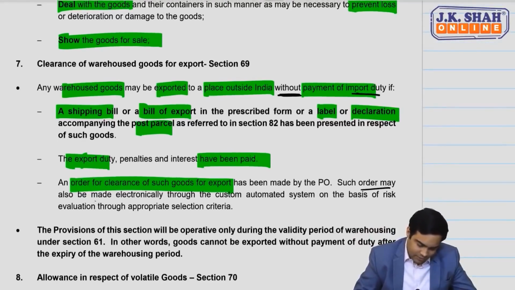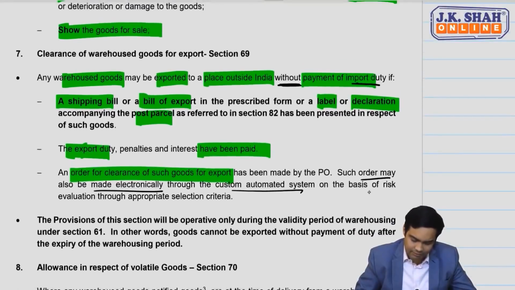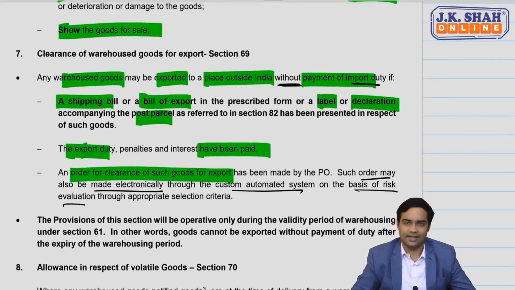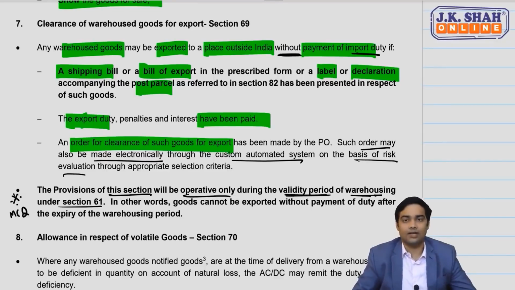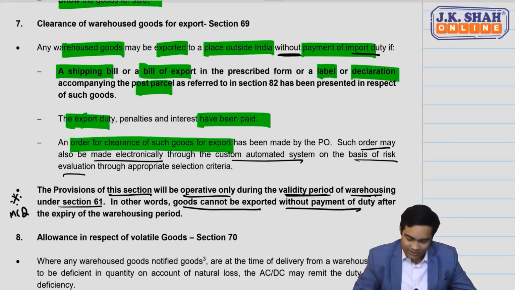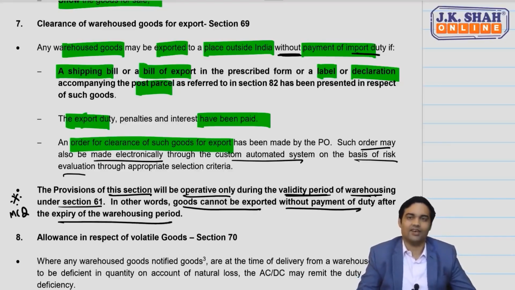Okay. Such order may be made electronically through custom automated system on the basis of risk evaluation through selection category. This is common throughout for any bill of entry and any shipping bill. The provisions of this section are important, people, for MCQ. The provision of this section will be operative only during validity period of warehousing under section 61. That means if the warehousing period expires, that 1 year expires, after that you can't say I will export, if you have not taken any extension. So within the warehousing period, you have to clear it for home consumption, export or re-warehouse. In other words, goods cannot be exported without payment of duty after expiry of re-warehousing period.